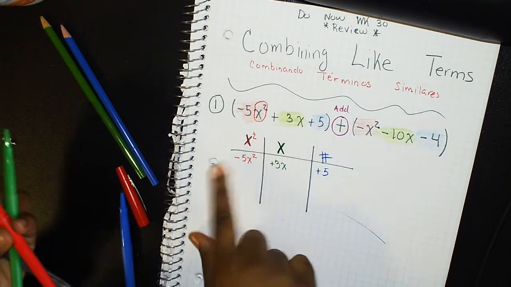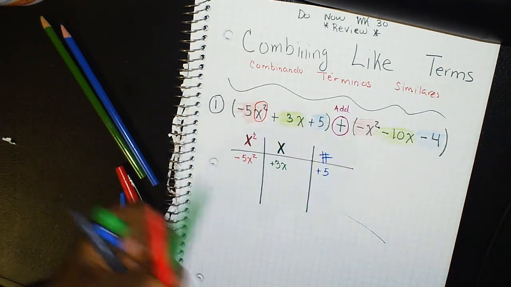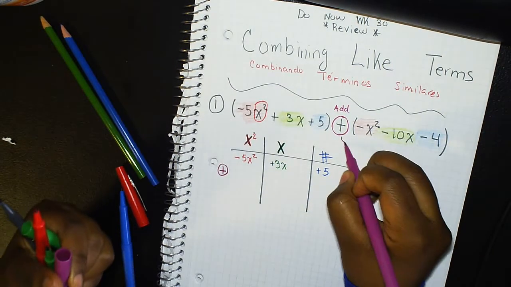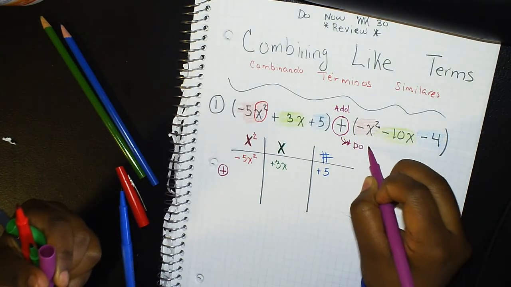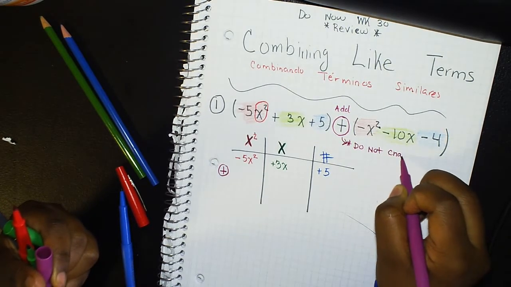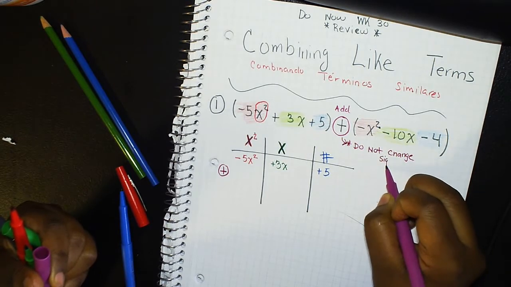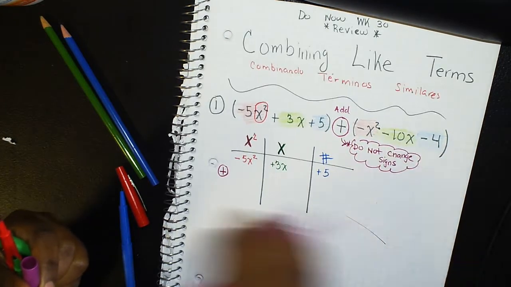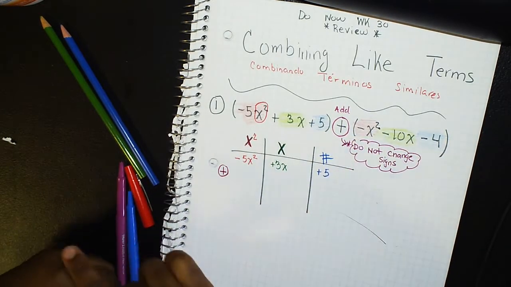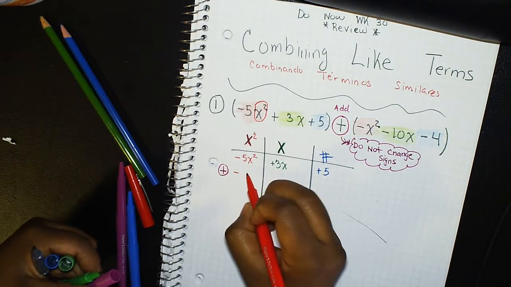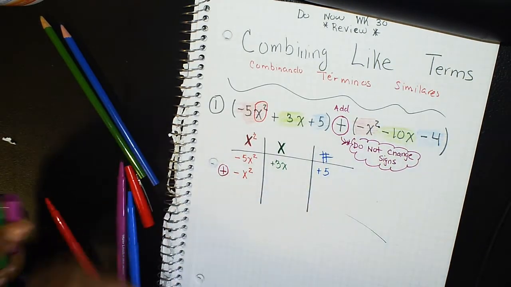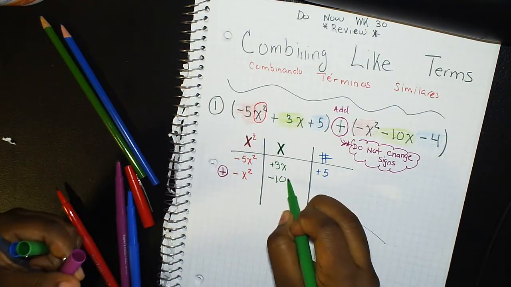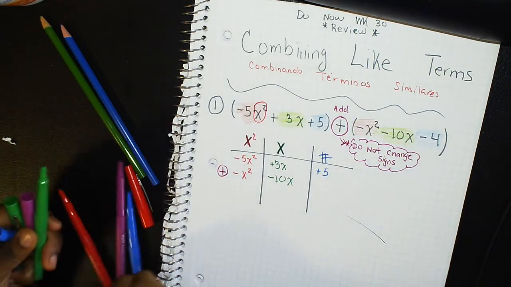And let's not forget, when we add, we do not change the signs. That's one thing we need to remember. So we're adding, and we do not change the signs. It's very important. So it means we're going to keep their signs the same. So I have -x squared. And then we have -10x, so I'm going to put it up under the x. And -4, -4.